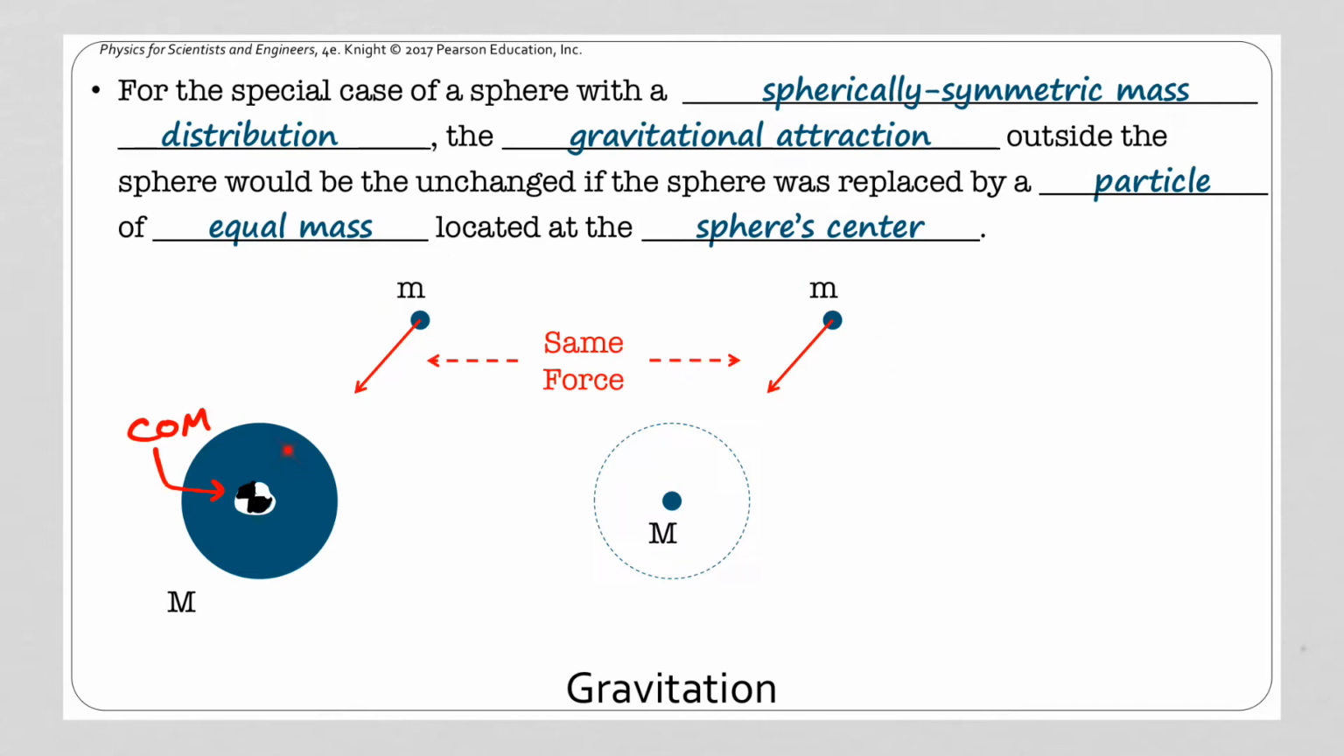If you wanted to find the gravitational force inside the distribution, then the calculation's a little bit more difficult. But outside the distribution, it doesn't matter if you have the spherically symmetric distribution or just a point particle. So this is obviously a simpler model. That is how we will simplify problems like this.